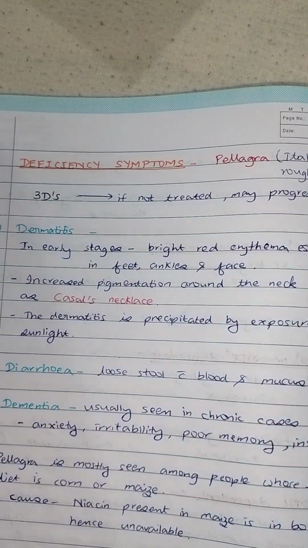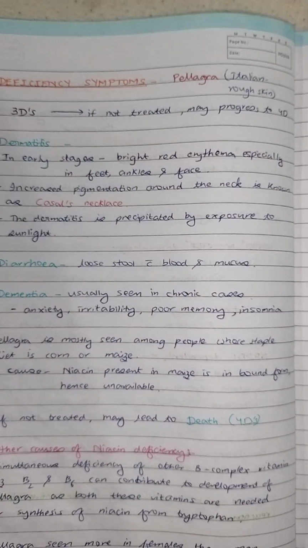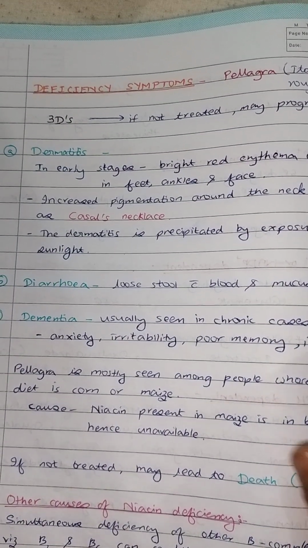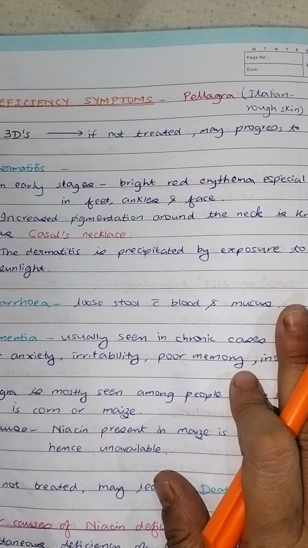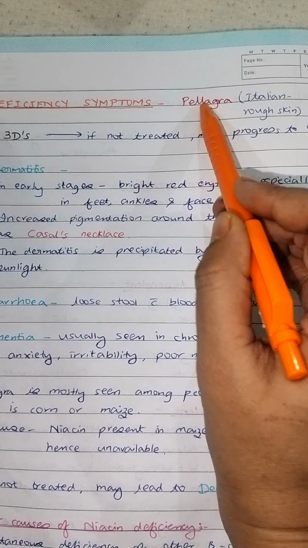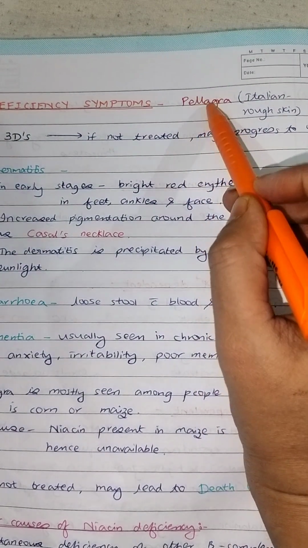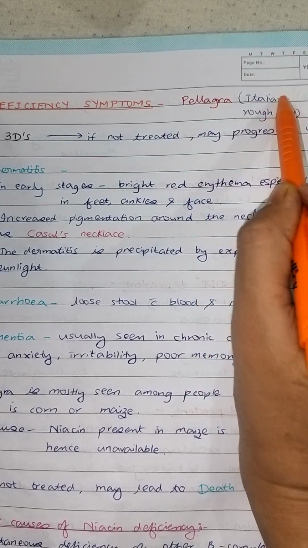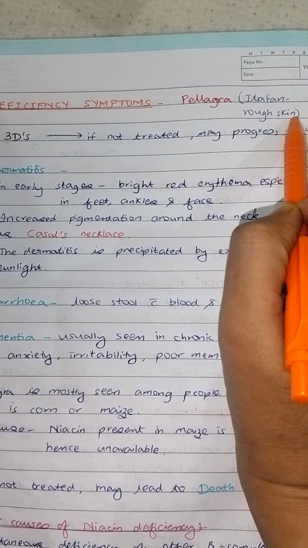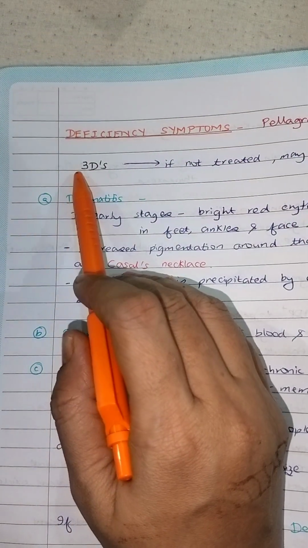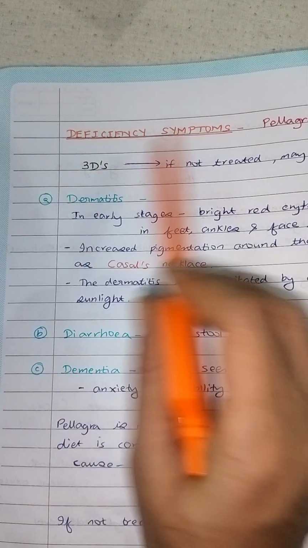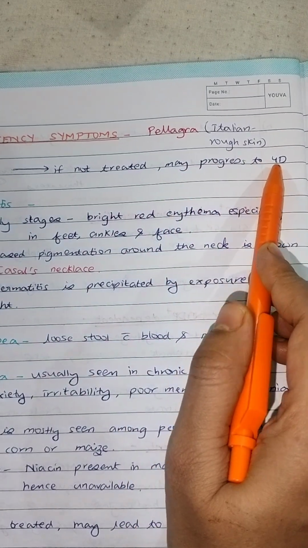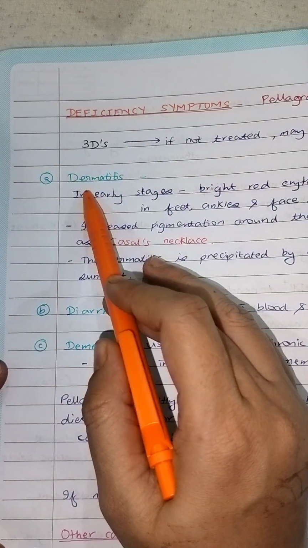Now coming to deficiency symptoms. The deficiency disease related to niacin is known as pellagra. It is an Italian word which means rough skin. There are 3 Ds for this, and if not treated, it may progress to 4 Ds. The fourth D will be death. The first D is dermatitis.